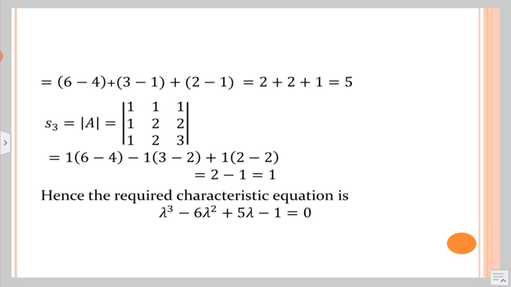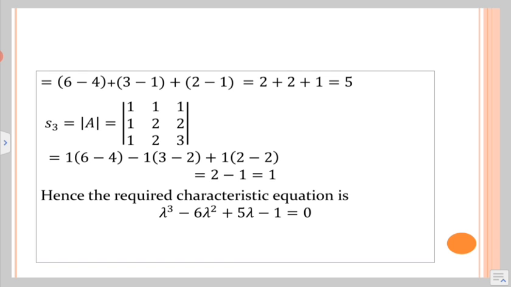Now S3, as usual, we know the last coefficient is nothing but the determinant of the matrix. So what is the determinant of the matrix 1, 1, 1, 1, 2, 2, 1, 2, 3? It is 1 into the determinant of this 2 by 2 matrix, 2, 2, 2, 3. What is the expansion? 2 into 3 is 6, 6 minus 4. Next, the second one, minus 1 into this element, where the row and column are removed, so it becomes 3 minus 2. For the third one, expanding for 1, we have 1 into 2 minus 2. Simplifying the equation results in 2 minus 1 equals 1.